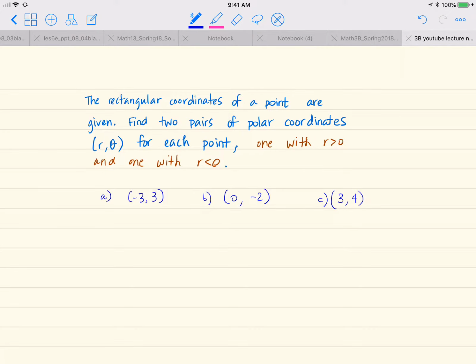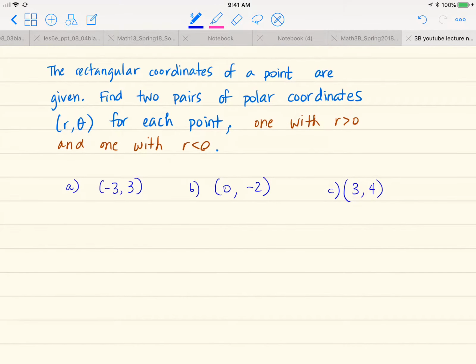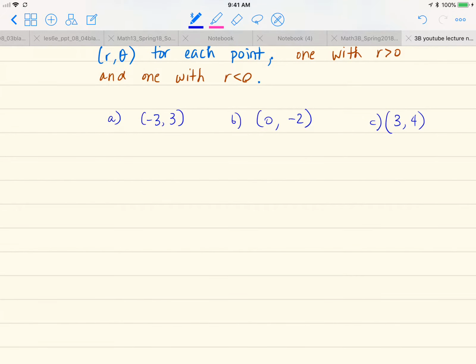Okay, so let's start with the first one here. We know the rectangular coordinates are -3, comma 3. So let's just start off, how about we start off with some straight lines? Let's see here.